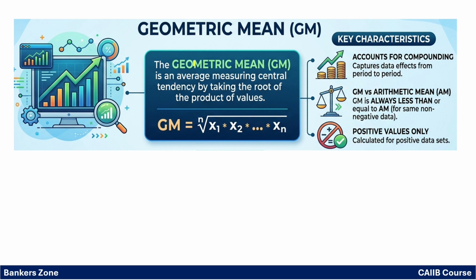Now what do you mean by the geometric mean? The geometric mean is again a type of average, which measures the central tendency by taking the root of the product of the values. Very simple. If the values are x1, x2, x3, simply take the nth root of the product of n values. For example, if there are 5 values, 1, 2, 3, 4, 5, simply multiply them and take the 1/5 root. So if there are 5 values, take the 1/5 root, right?